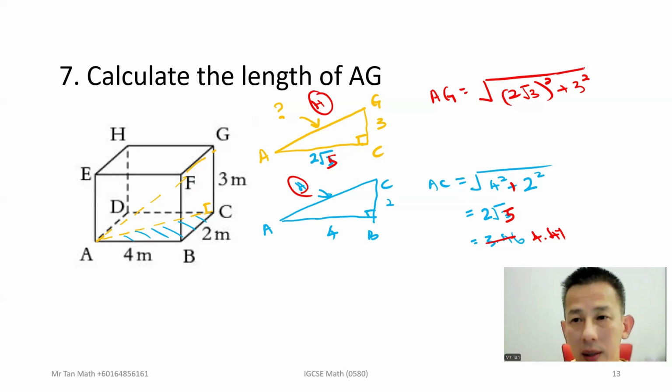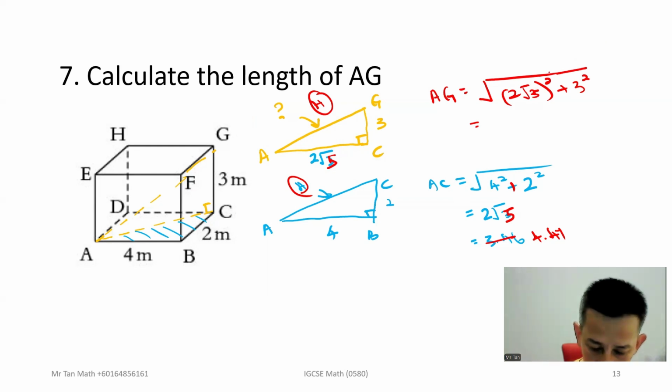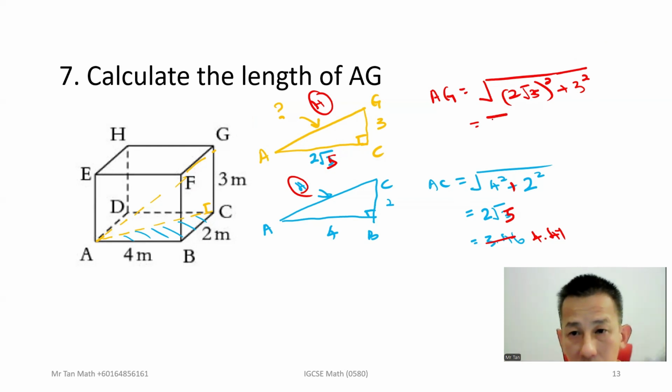So AG, you calculate, this is 5, not 3. AG equals square root of 2 root 3 square plus 5 square. You should get square root of 29, that equal to 5.39. Okay, so AG is equal to 5.39.